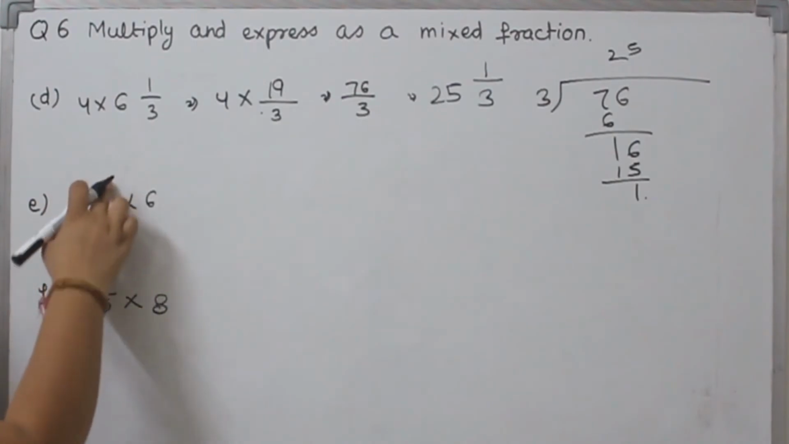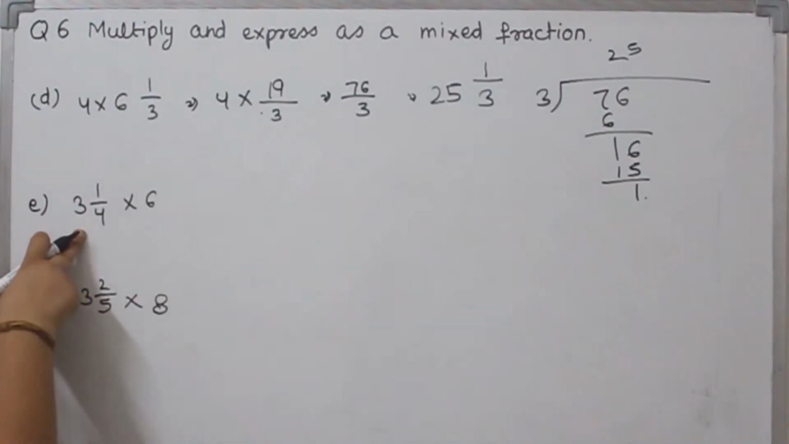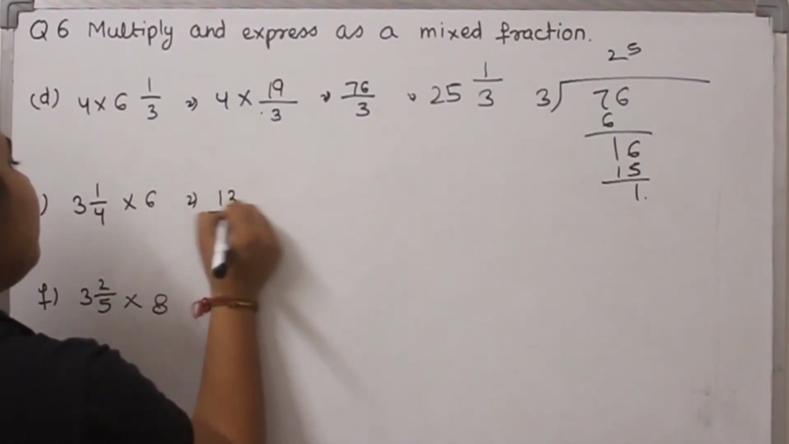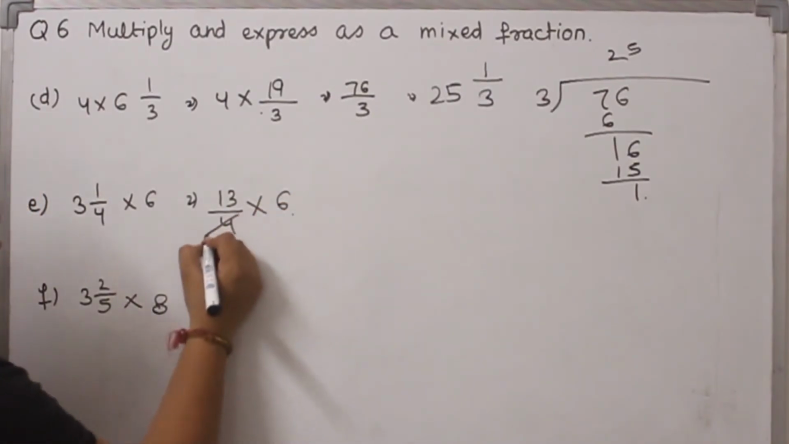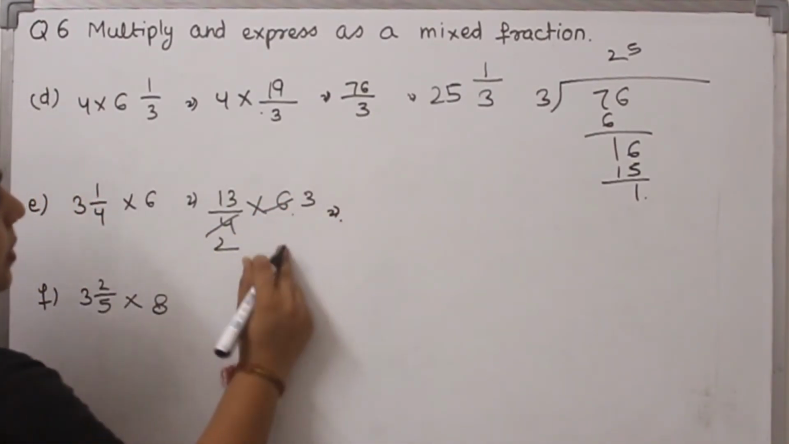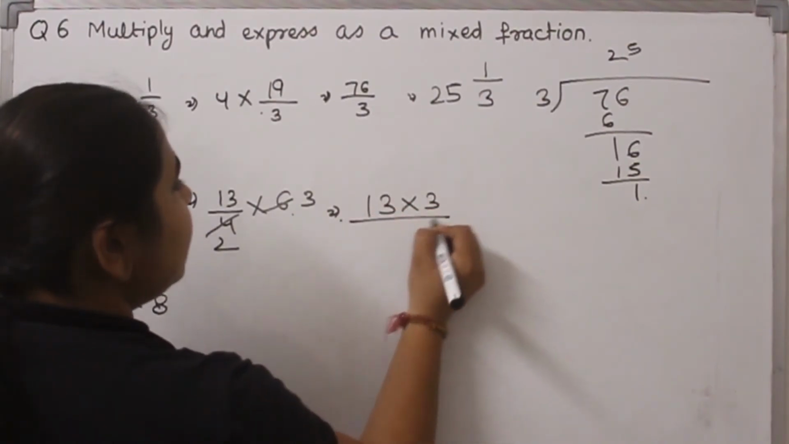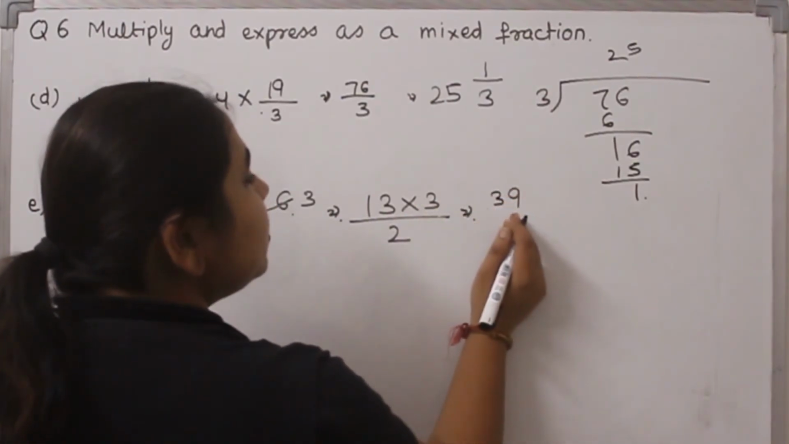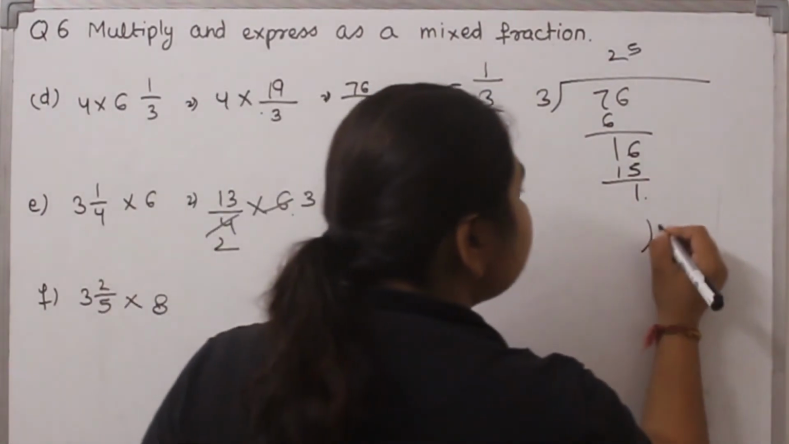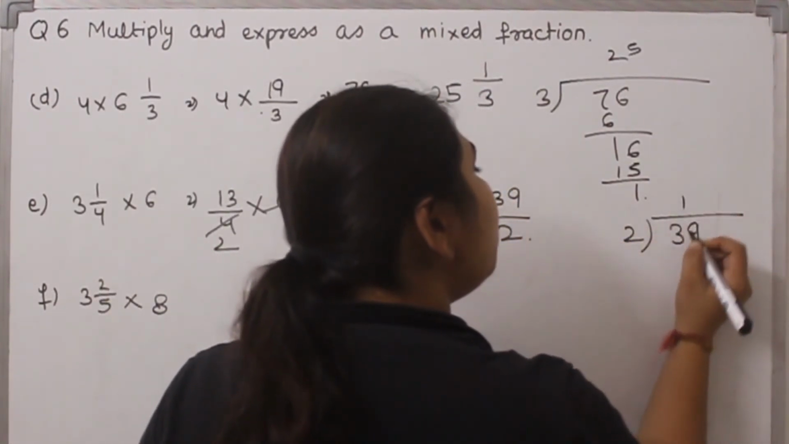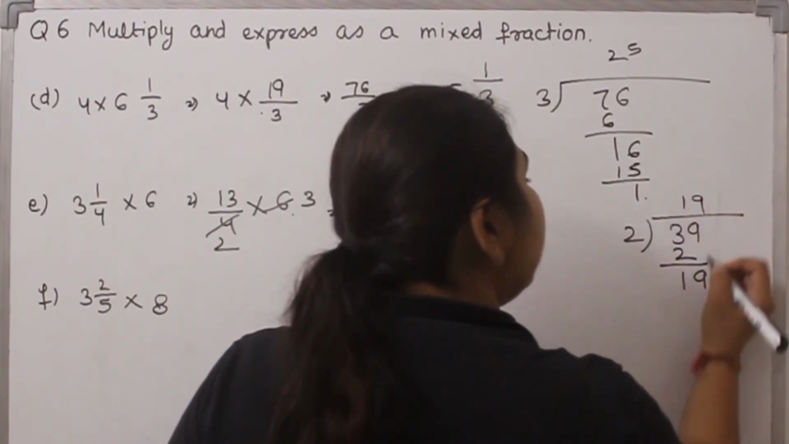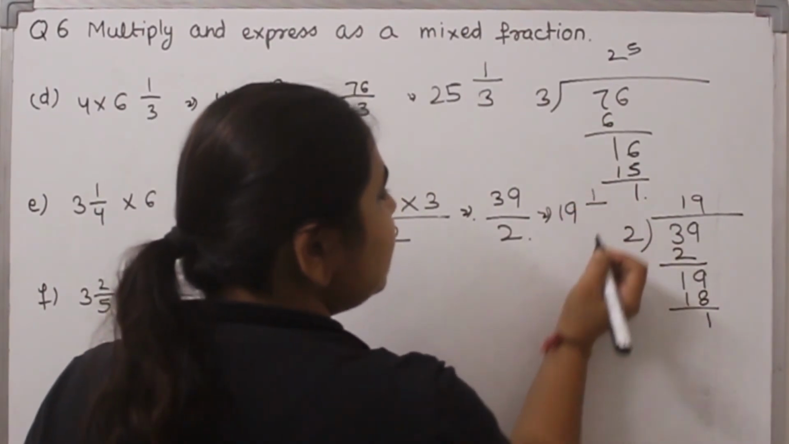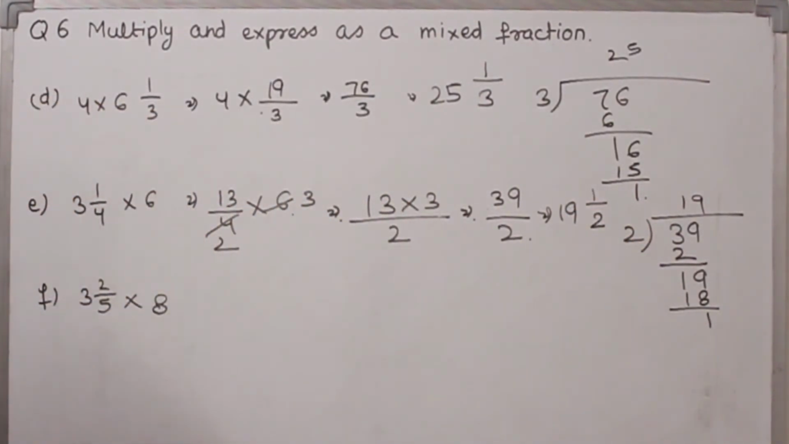Part E: 3 and 1 by 4 multiplied by 6. First we are going to express this one. 4 multiplied by 3 is equal to 12 plus 1 is 13. 13 by 4 multiplied by 6. Now 2 twos are 4, 2 threes are 6. Now 13 multiplied by 3 divided by 2. 3 threes are 9 and 3 ones are 3. 39 divided by 2. Now for expressing as the mixed one, we have to divide it. 2 ones are 2, 2 nines are 18. So 19 as the whole number, 1 as the numerator and 2 as the denominator.